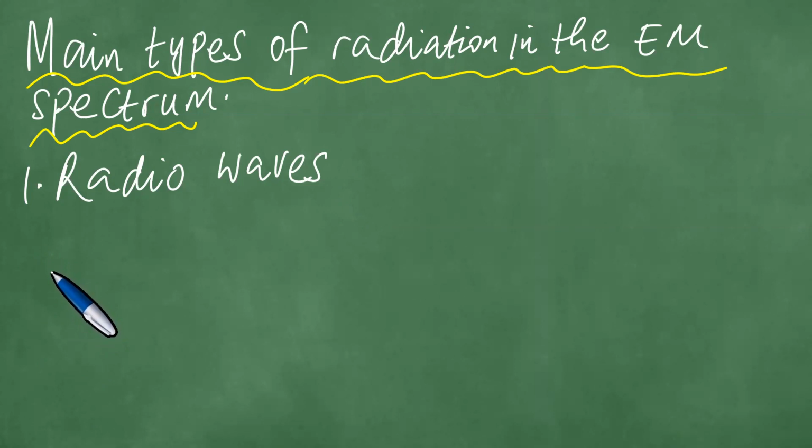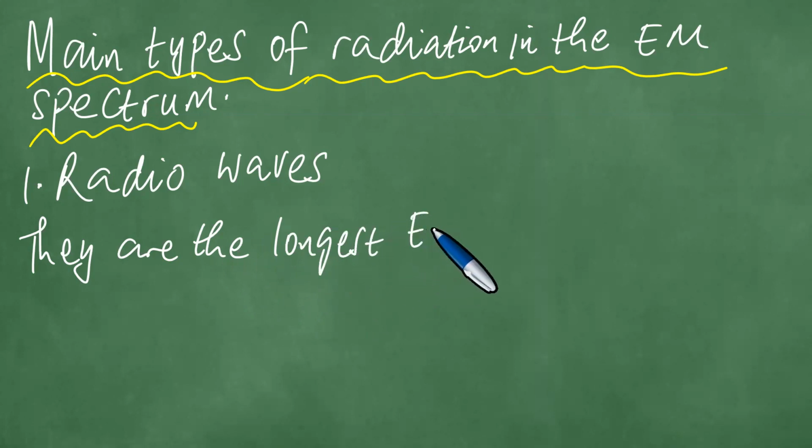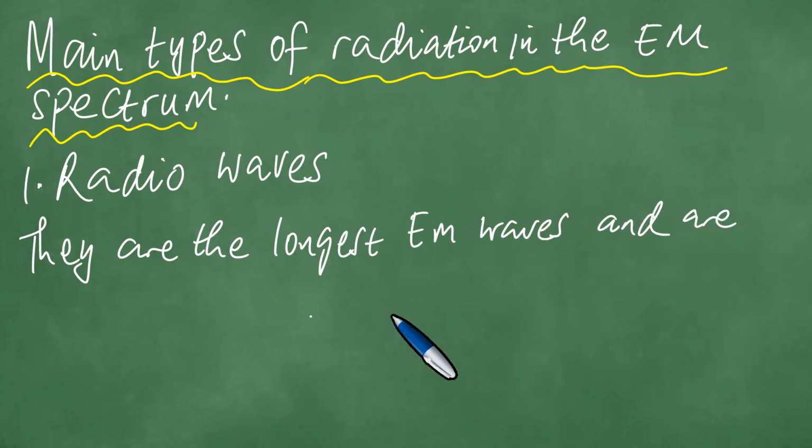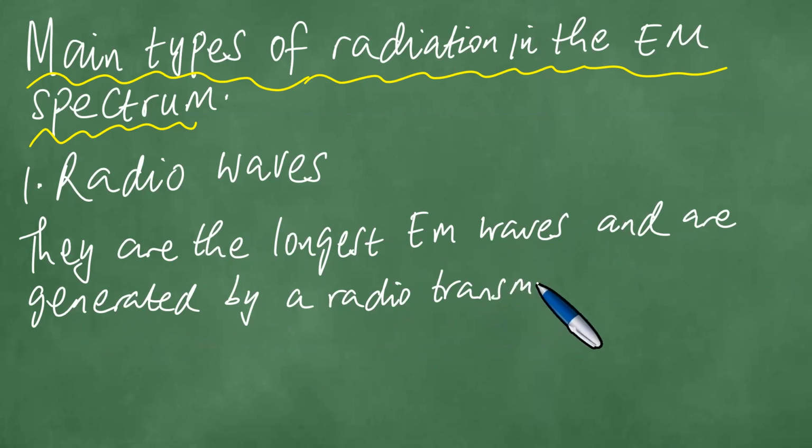So they are the longest EM waves and are generated by a radio transmitter. Okay, they are the longest electromagnetic waves, radio waves. Now, the key word here is the word longest. So they are basically the longest electromagnetic waves and are generated by a radio transmitter.